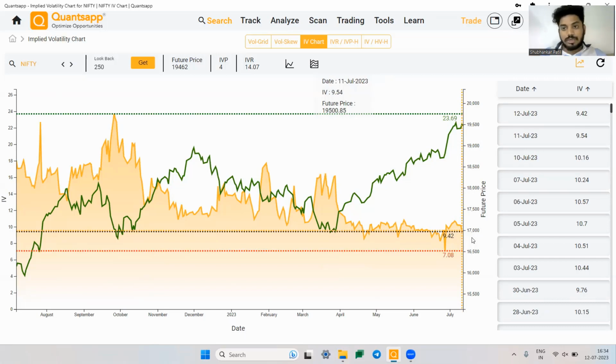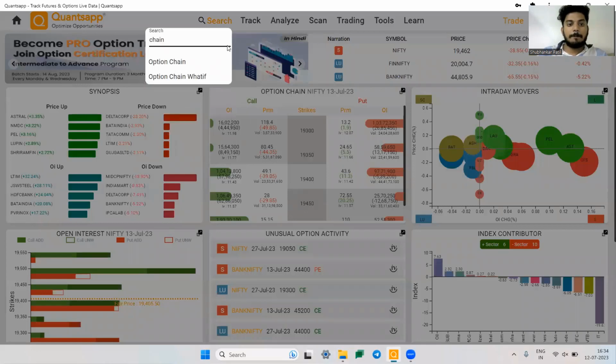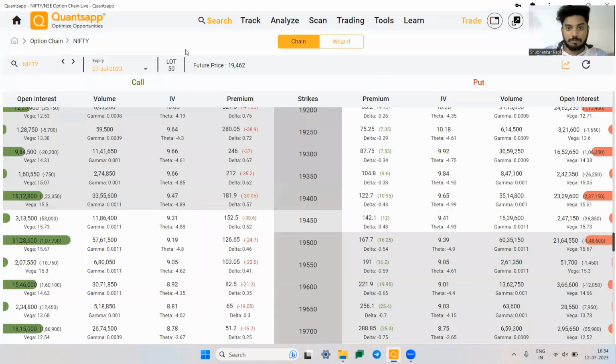Now, how am I going to trade this using options? It's simple, I'll just show you. Let me take you to the option chain tool now, just to show you the impact of implied volatility on our option premium.